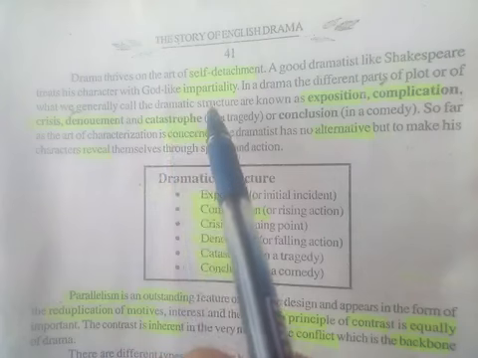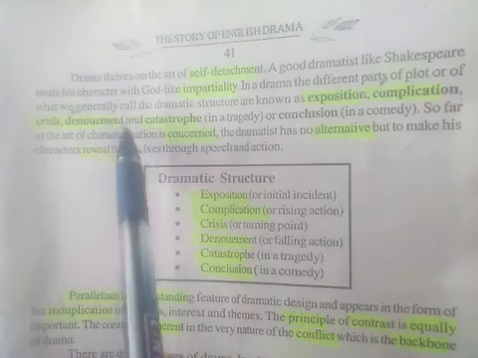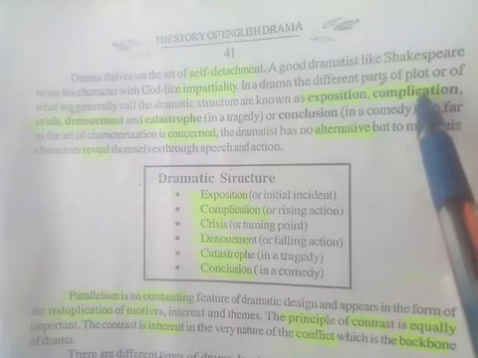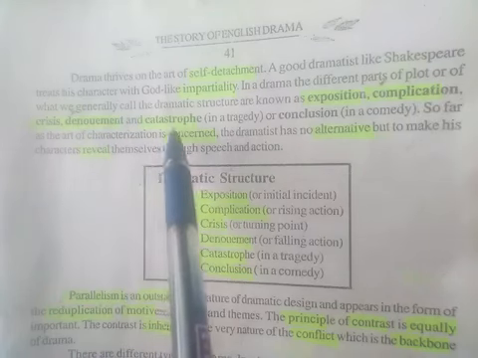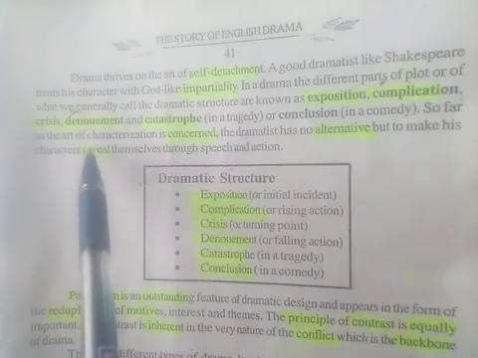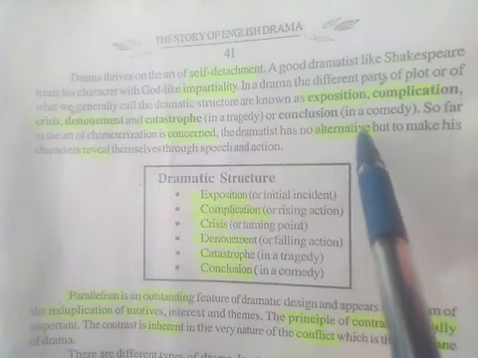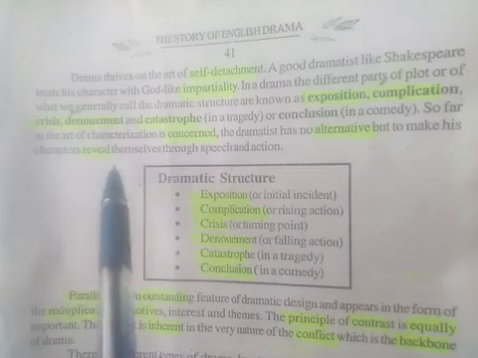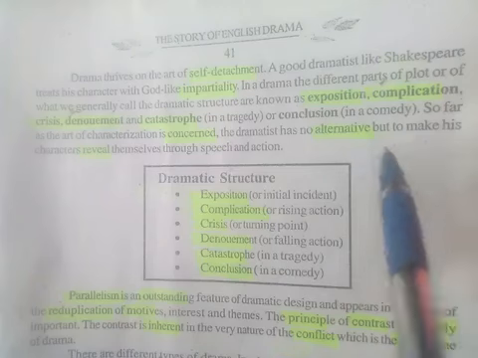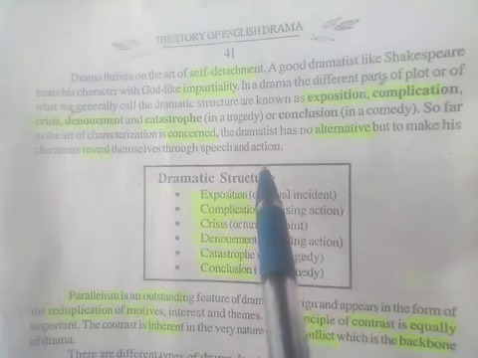Drama thrives on the art of self-detachment. A good dramatist like Shakespeare treats his character with godlike impartiality. In a drama, the different parts of plot or of what we generally call the dramatic structure are known as exposition, complication, crisis, denouement, and catastrophe in tragedy, or conclusion in a comedy. So far as the art of characterization is concerned, the dramatist has no alternative but to make his characters reveal themselves through speech and action.